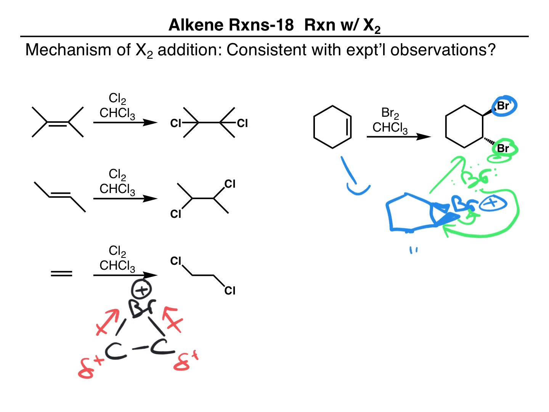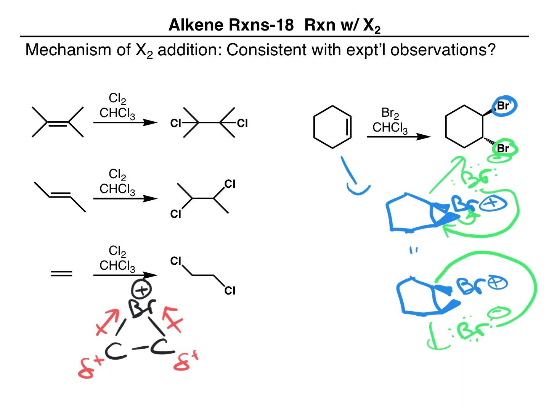Let me draw this again. If the second bromine added still from the back face, but to the top carbon, then this would still open up, and that would give us this bromine is in front, and this bromine is behind. And so we get a pair of enantiomers.